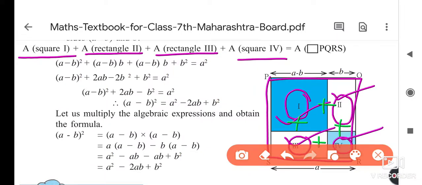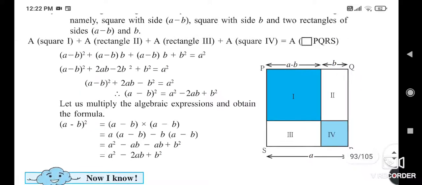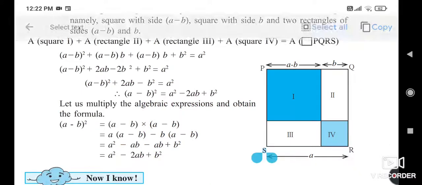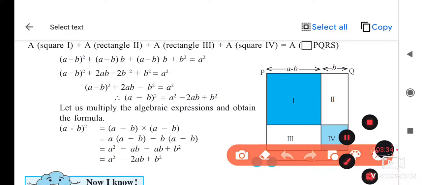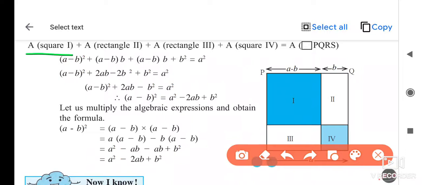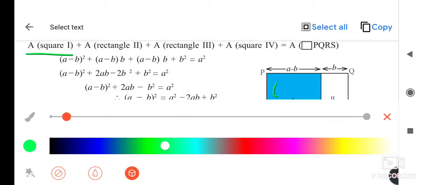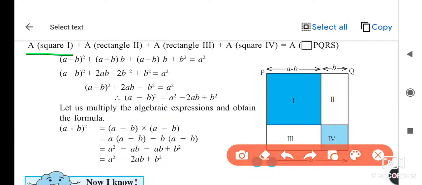So for that, let's first write the areas of the particular shapes. What is the area of square 1? As you all know, area of a square is equal to side square. So here this is the square and the side is a minus b. So area of the first square is equal to (a minus b) whole square.